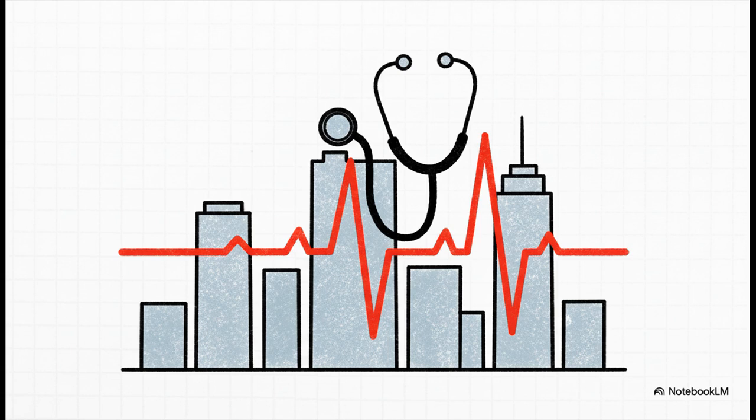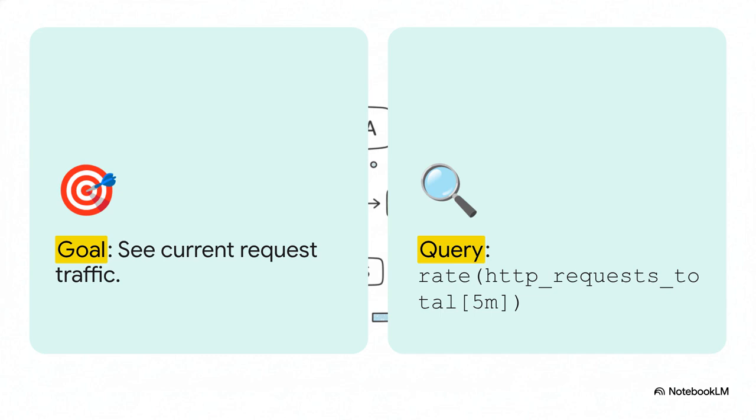If Jaeger is the detective working on individual cases, Prometheus is monitoring the health of the entire city. It's watching those vital signs, the overall pulse of your entire system through key metrics. And you talk to it using a language called PromQL. I know, it sounds a little intimidating, but it's actually really intuitive once you see it.